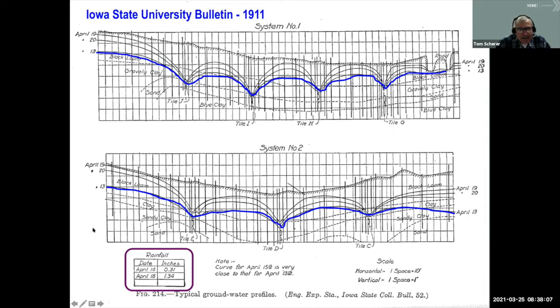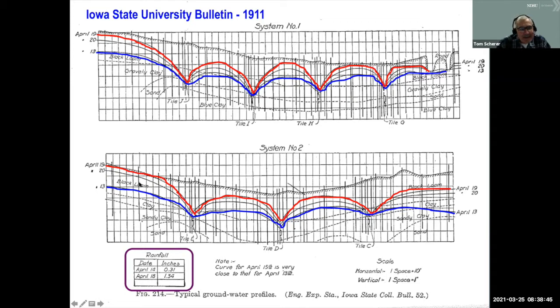And then on April 14th and April 18th, they got rain, a total of about 1.65 inches on this site. And on April 19th, when they measured it, the red line shows you where the water table is. So you can see in system two up here, where the tile is quite a ways away, the water table was almost near the surface. But here in between, it rose up to within a foot.